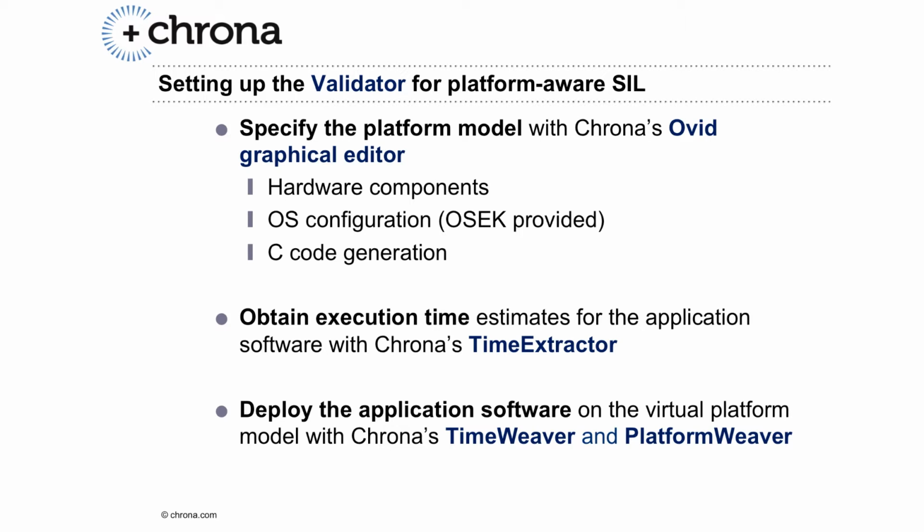Execution time estimates are embedded in the code with the time weaver tool, such that the execution time between two points in the code can be computed at runtime, based on the actual execution path taken during simulation. The platform weaver tool ensures that calls to operating system services and direct accesses to hardware components are routed to the platform model during simulation. Let us specify now an example of a platform model in Ovid.